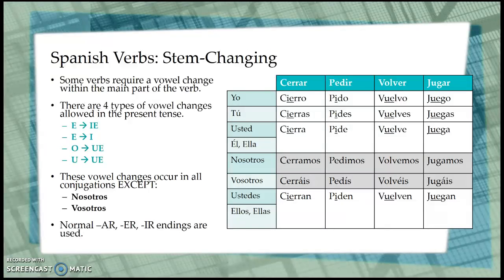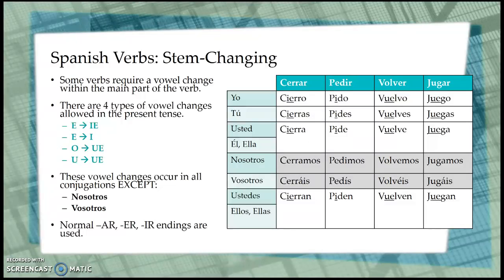Now these vowel changes will happen in all conjugations except for nosotros, vosotros, which is what gives them their boot-like appearance. They follow the normal AR, ER, and IR endings. They just undergo the vowel change in the yo, usted, él, ella, ustedes, ellos, and ellas forms.